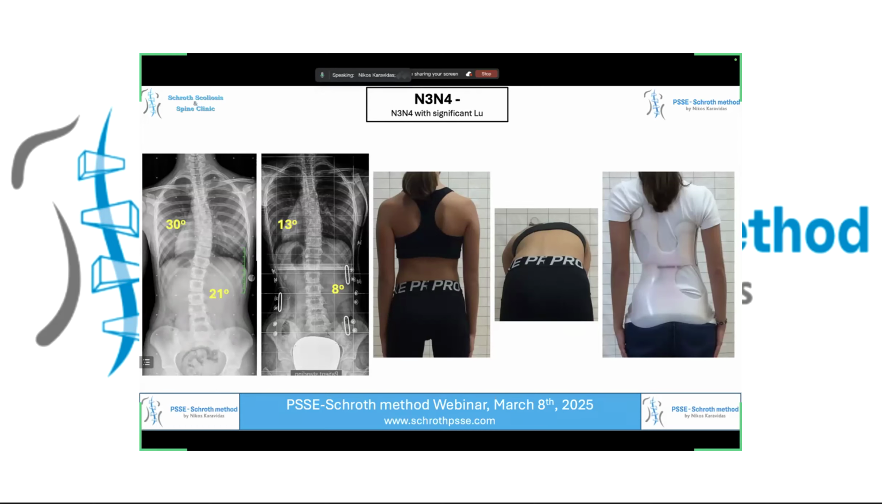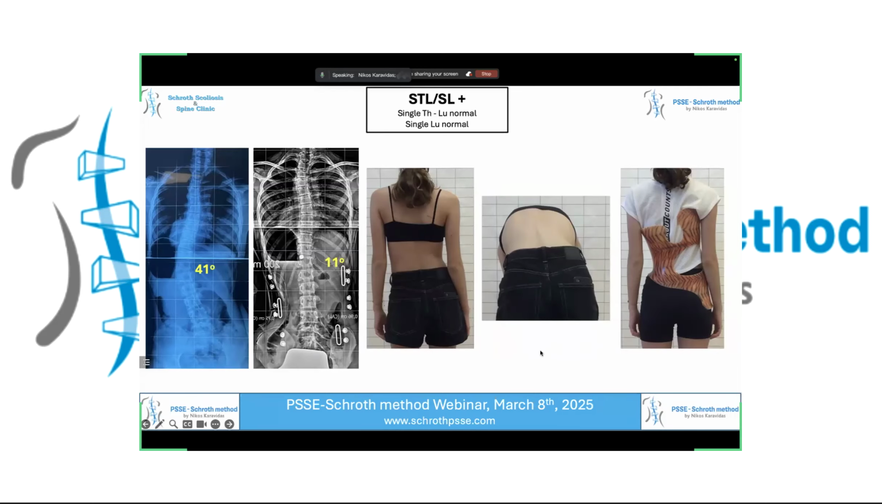This is a patient with a Norm 3, Norm 4 minus case, which means right thoracic, left lumbar, more balanced curve. We decided in this case to avoid overcorrection. And as you can see, we got a very nice in-brace correction from 30 to 13 and from 21 to 8. And you can see that for every curve type, the brace design is different. Now we have closed pelvis because the pelvis was already well balanced from the beginning.